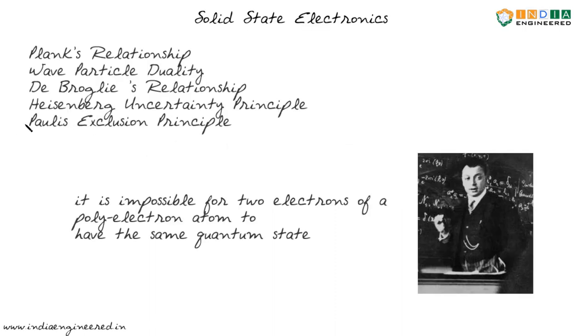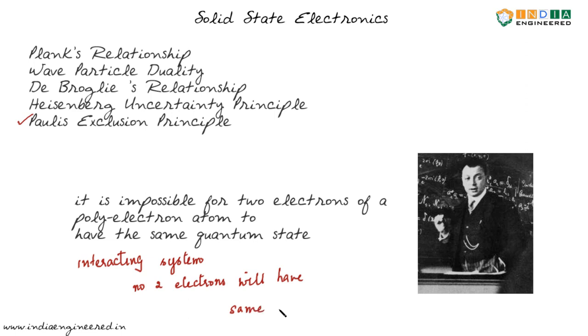We'll now discuss Pauli's exclusion principle. I had missed it earlier. It simply says that in an interacting system, no two electrons will have the same quantum state, or no two electrons will have all the properties similar. It is impossible for two electrons of a polyelectron atom, that means there is some interaction between these electrons, to have the same quantum state.